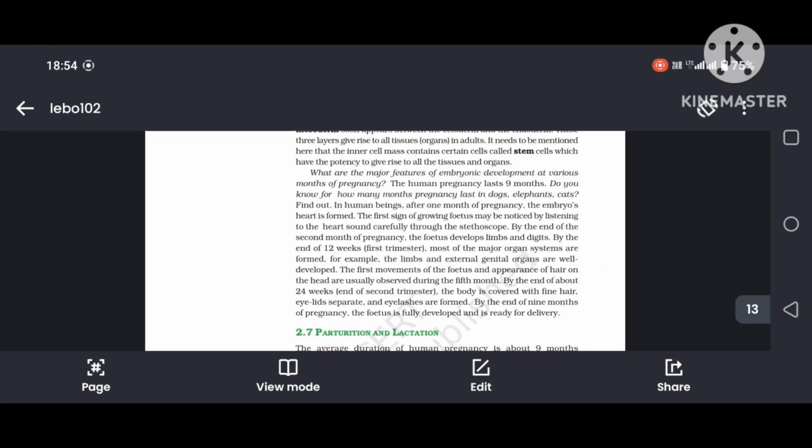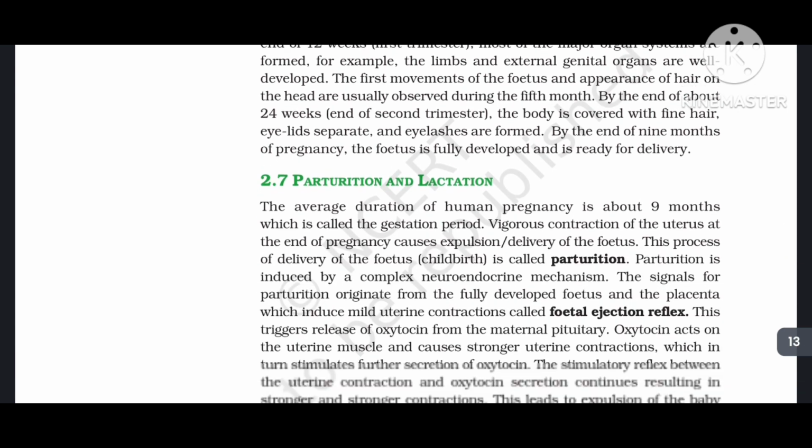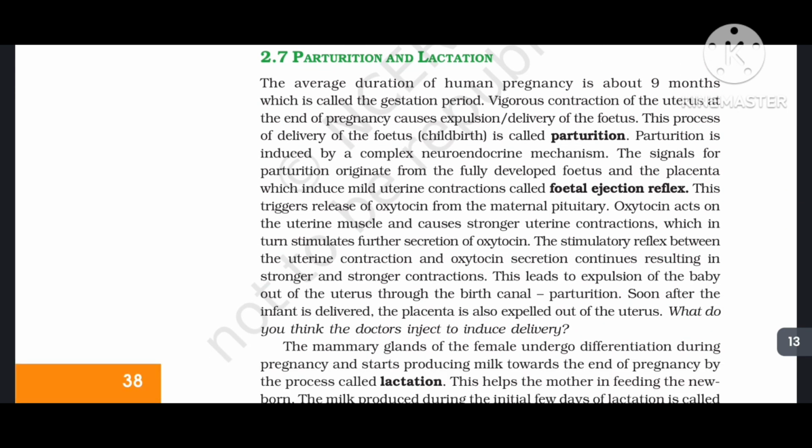The signals for parturition originate from the fully developed fetus and the placenta, which induce mild uterine contraction called the fetal ejection reflex. This triggers release of oxytocin from the maternal pituitary. Oxytocin acts on the uterine muscle and causes a stronger uterine contraction, which in turn stimulates further secretion of oxytocin. The stimulatory reflex between the uterine contraction and oxytocin secretion continues, resulting in stronger and stronger contractions. This leads to expulsion of the baby out of the uterus through the birth canal, parturition. Soon after the infant is delivered, the placenta is also expelled out of the uterus.